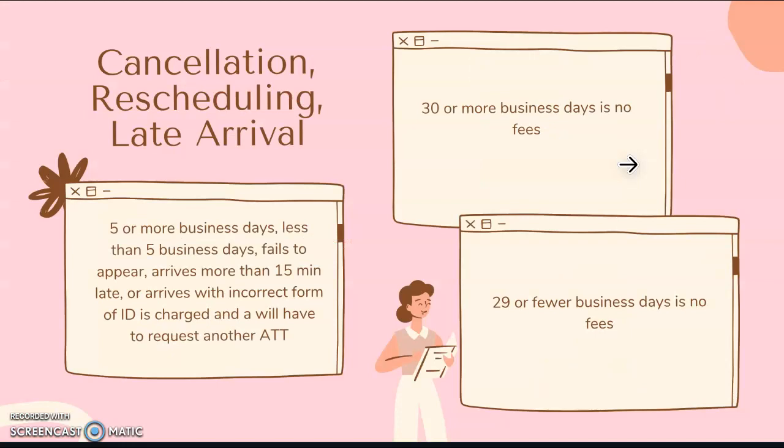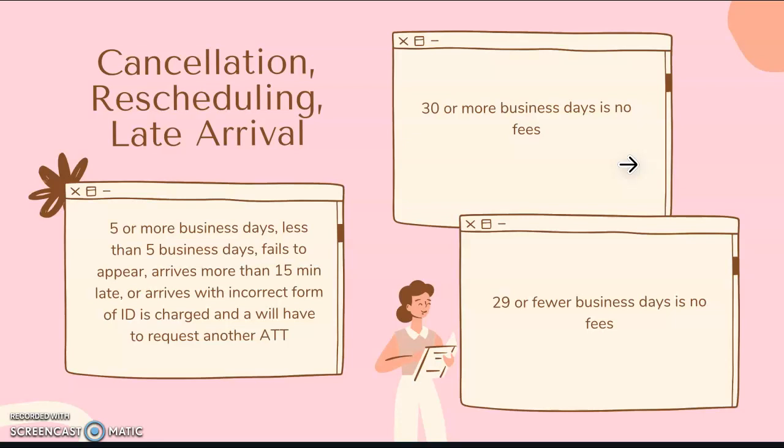Alrighty, cancellation, rescheduling, late arrivals, or a no-show. If you have let MBCOT know 30 or more business days ahead, then nothing happens. There's no fees, no ATT letter that you have to request a new one. The same goes for 29 or fewer business days.